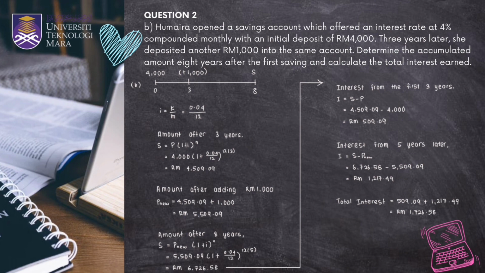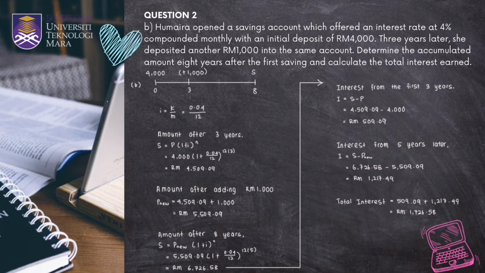Amount after adding 1,000 ringgit, P new equals 4,509 and 9 cents plus 1,000 equals 5,509 and 9 cents. Amount after 8 years, we use the formula S equals P new (1 plus i) power of n equals 5,509 and 9 cents (1 plus 0.04 over 12) power of 12(5), equals 6,726 ringgit and 58 cents.